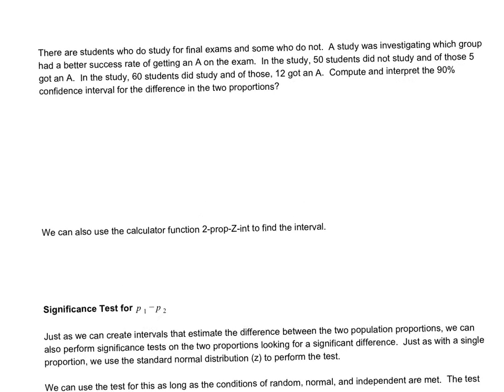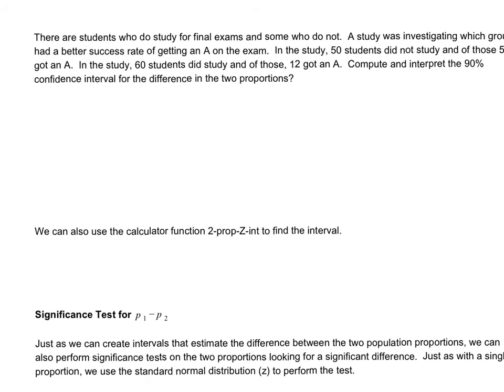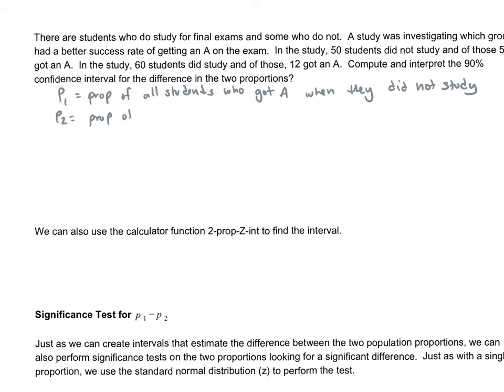So what a good idea to do in this case first is to define what our two proportions are. So I am going to define the first proportion, P1, as the proportion of all students who got an A when they did not study. And then P2 is going to be similar. It'll be the proportion of all students, and again, it's all because we're talking about a population here. We're talking about everything who got an A when they did study.